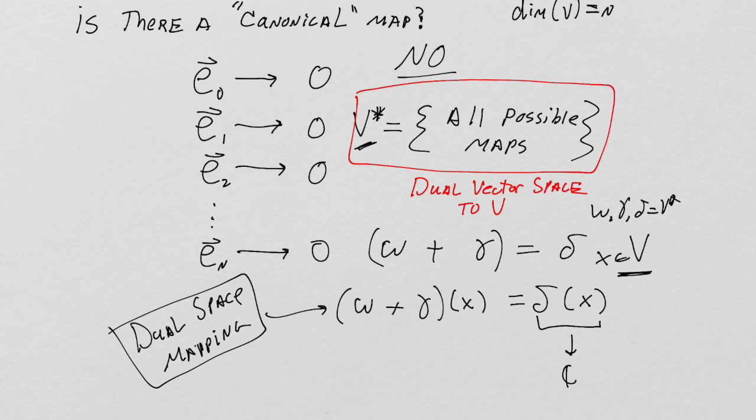And we can say whatever that complex number is, it's the same as W acting on the vector x plus gamma acting on the vector x. So the map W is now going to be a complex number, and this is going to be a complex number. So addition here is no longer the addition of two maps. The addition here is now the addition of two complex numbers.